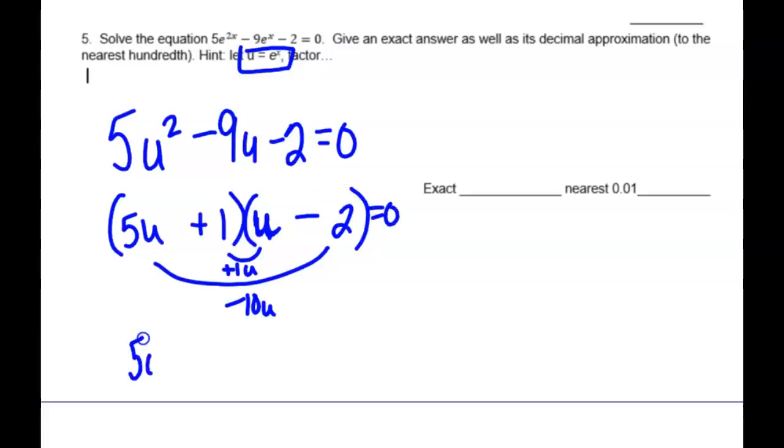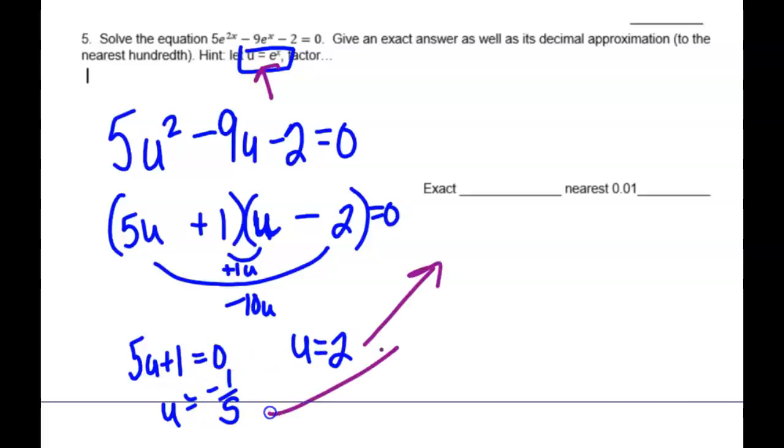Okay, I'm going to go quickly here. If you set this equal to 0, you would get a negative 1/5. And you set this equal to 0, you get a 2. Was there a u in the original question? No. It said u equals e to the x. So we have to replace each of these with an e to the x. So we get e to the x equals negative 1/5 and e to the x equals 2.